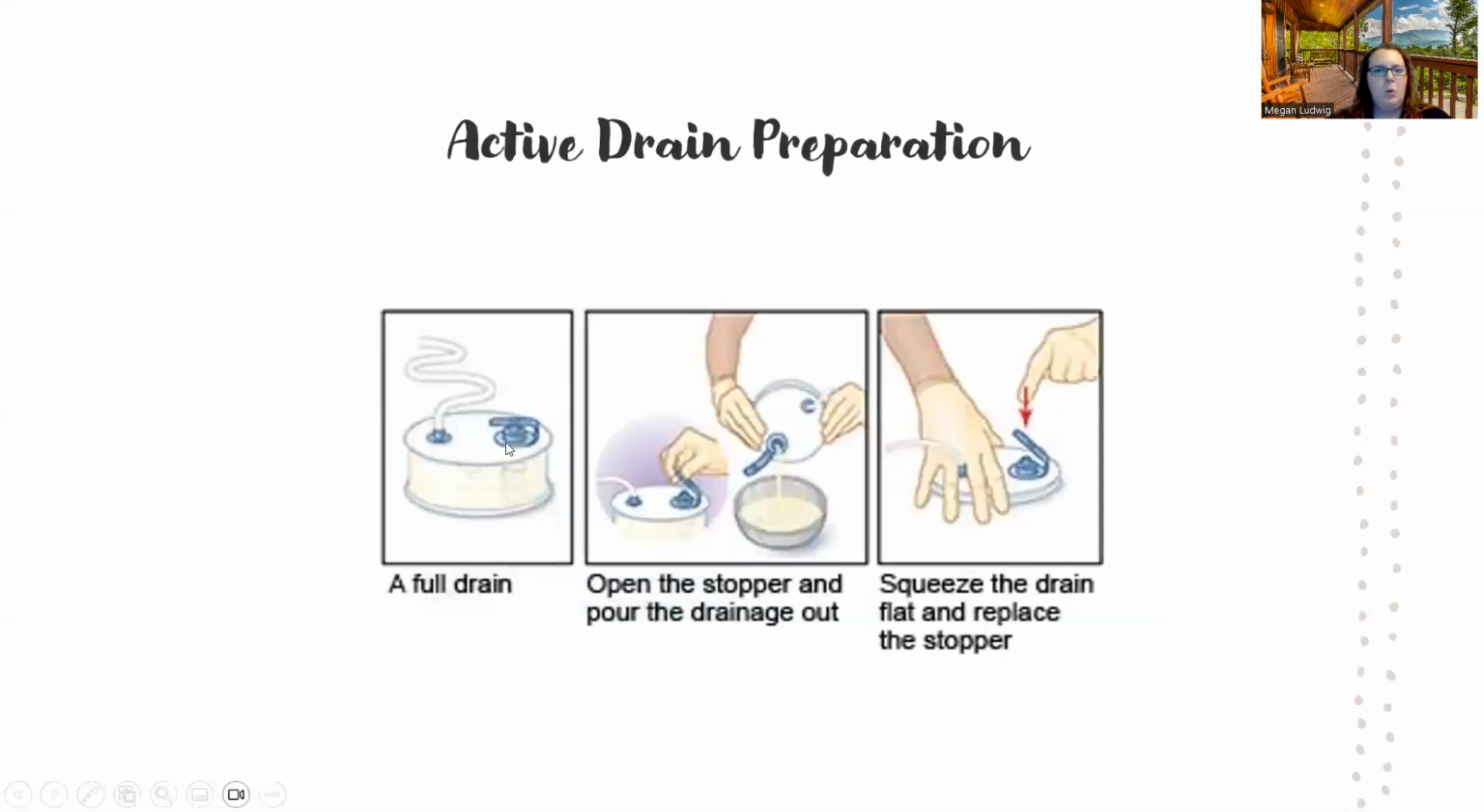So like I just mentioned before, active drain preparation. This one in particular is the Hemovac. So let's say it's full. You're going to open that collection tube or the stopper, pour it out into an acceptable container, squeeze it shut, and then replace the stopper to create that negative pressure. Okay.